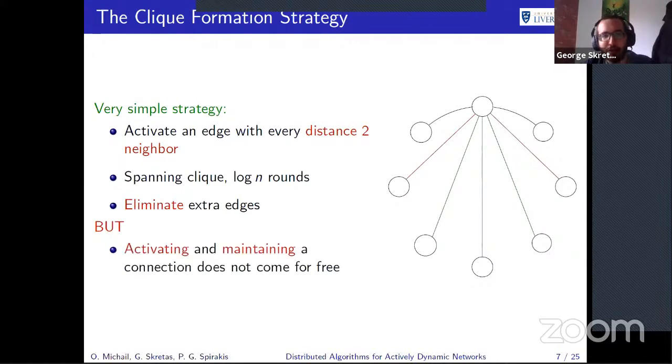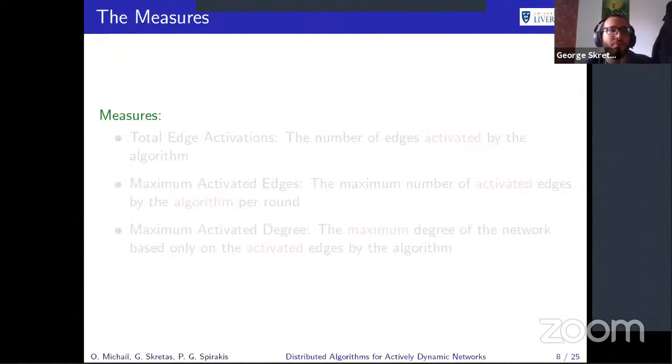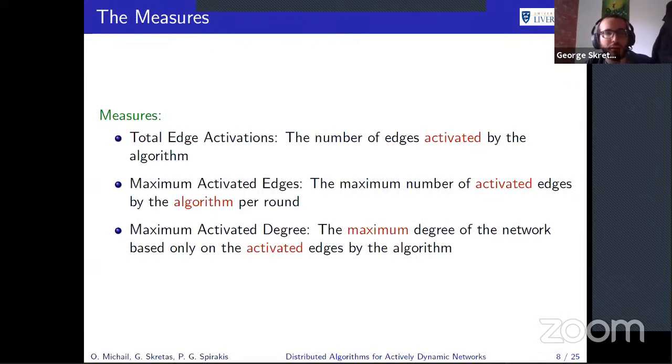Well, usually activating and maintaining a connection does not come for free in any of the systems that I mentioned before, and in general for graphs. So we have to find a way to quantify that cost. And this is what we do. We introduce 3 measures in order to do that.